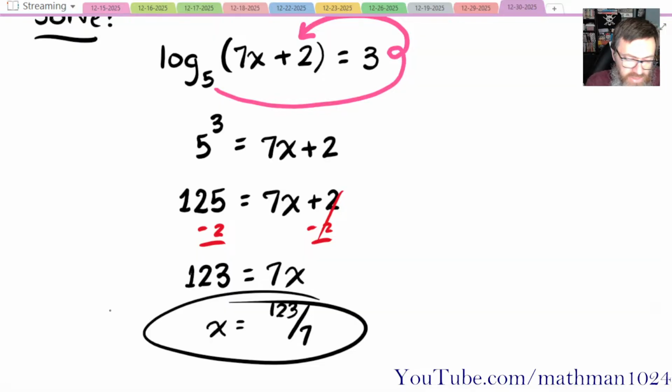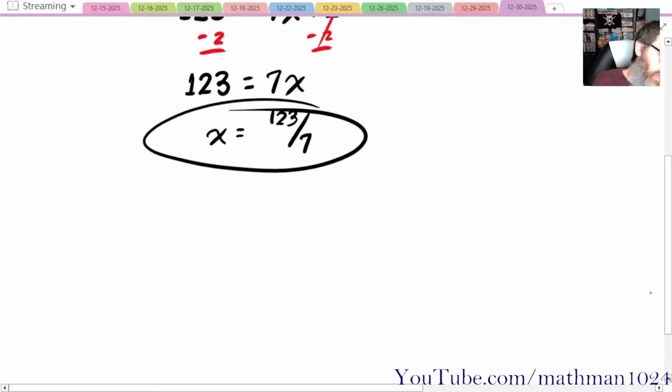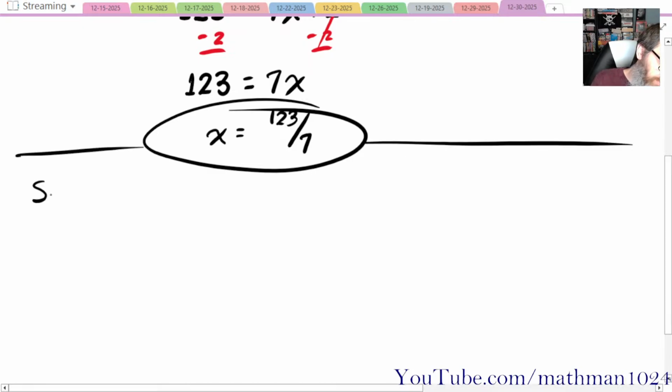But yeah, that's all there is to it. There's nothing more for us to do for that problem. It's almost kind of boring because it's too easy, right? But what if we make things just a little bit more complicated?